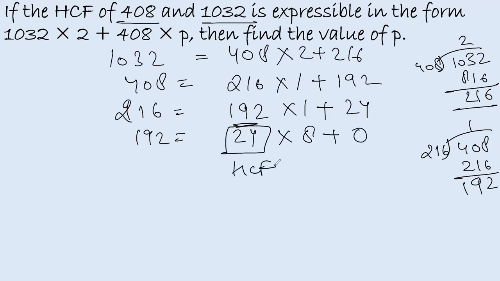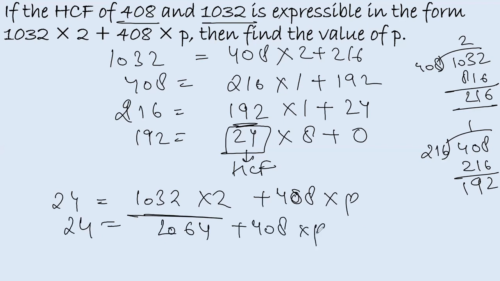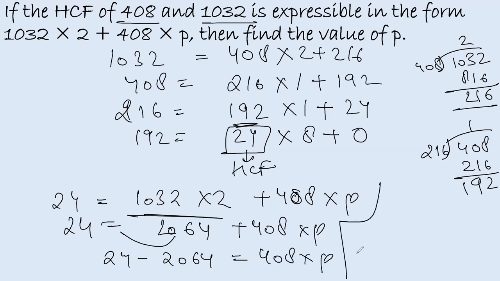Now what the question is, everyone, if the HCF of this and this is expressible in the form of this, it means the HCF is 24. We have found it. So 24 is expressible in the form of 1032 multiply 2 plus 408 into P. And you have to find P. It means 24 is equal to 2064 plus 408 multiply P. So take this number to the left hand side, and it will become 24 minus 2064 is equal to 408 multiply P.